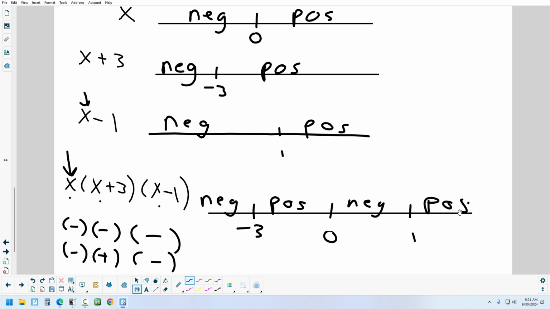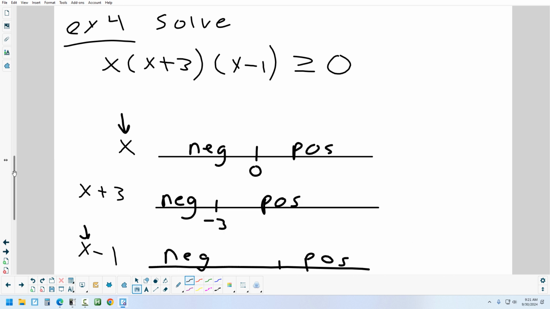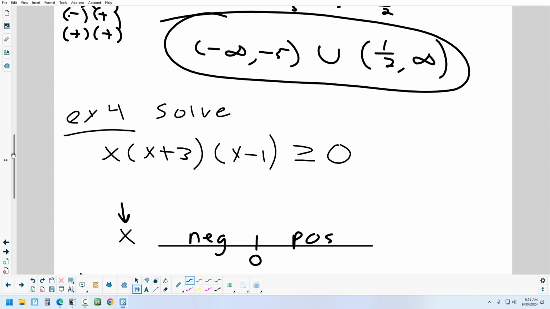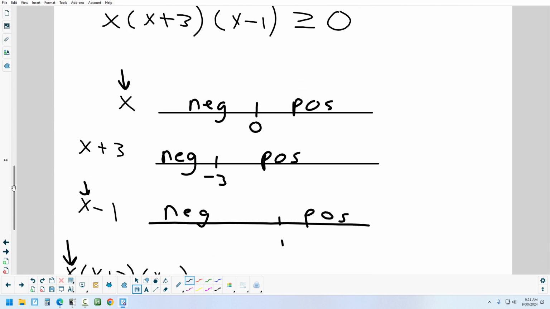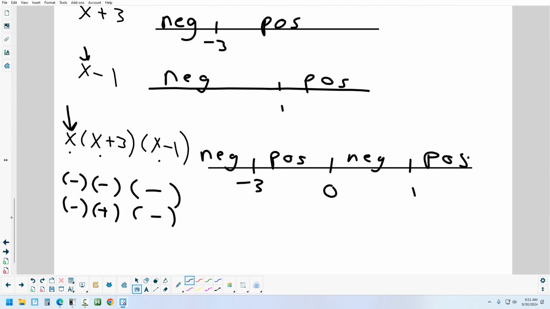And now we have to scroll back up and remember, what did they want? They want to know where we are greater than or equal to 0. How many sections on the number line are going to come out greater than or equal to 0? Yeah? 2. This one and this one. How would you write the numbers in that section?